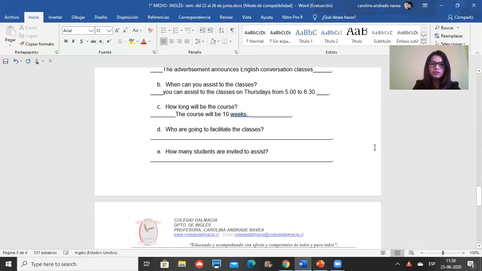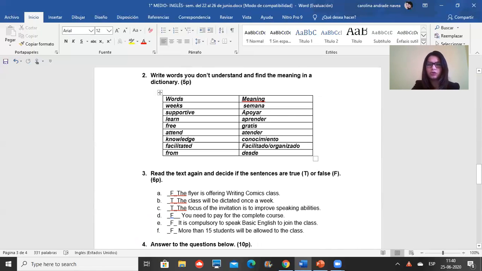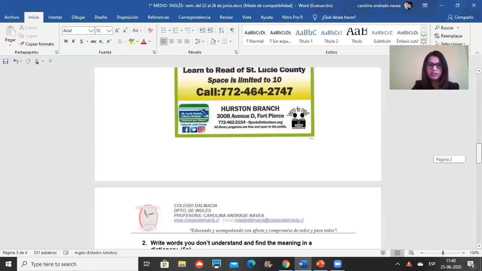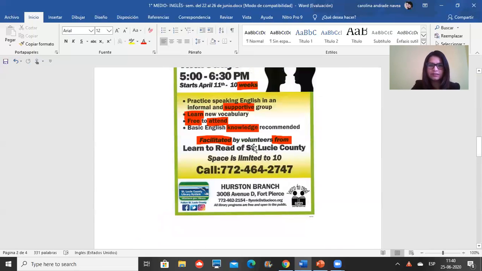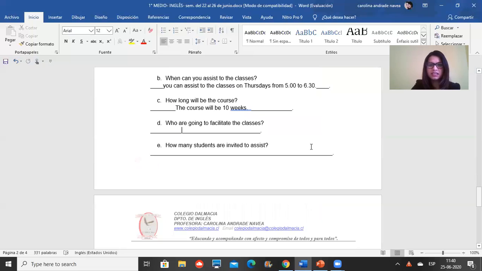Who are going to facilitate the classes? What was the meaning of facilitate? Do you remember the meaning of facilitate? No, you don't? I don't either. Let's see, facilitate, organizado, facilitado. Who is going to organize the classes? Who is going to facilitate the class? That's easy. Facilitated by volunteers from Learn to Read of St. Louis County. So we are going to just write volunteers, all right? Who is going to facilitate the classes? Volunteers. That's for a short answer, but only for 1 point, but we want 2 points.